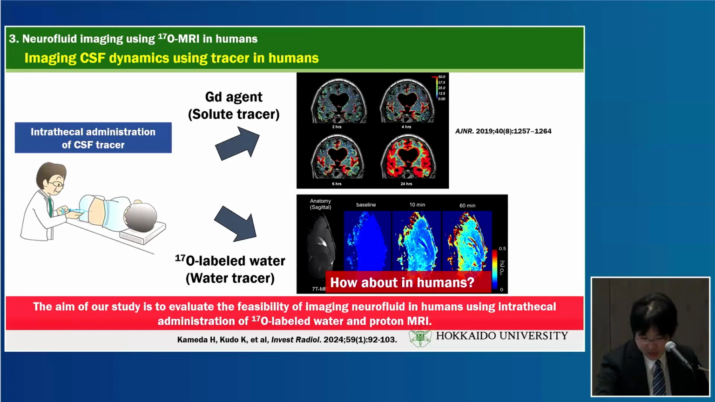I think the feasibility of imaging neurofluid in rodents has been shown by our group, Dr. Kato, Dr. Kinota, and our collaborators, Dr. Komaki and Dr. Obata. So the aim of our study was to assess the feasibility of imaging neurofluid in humans using O17 water and MRI, and to evaluate its effectiveness.